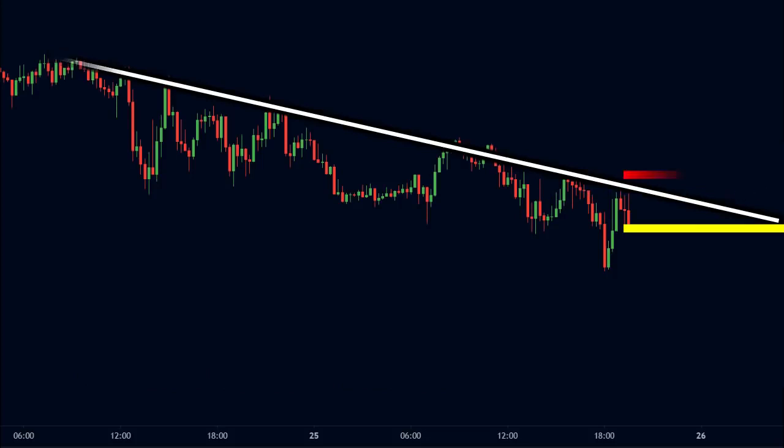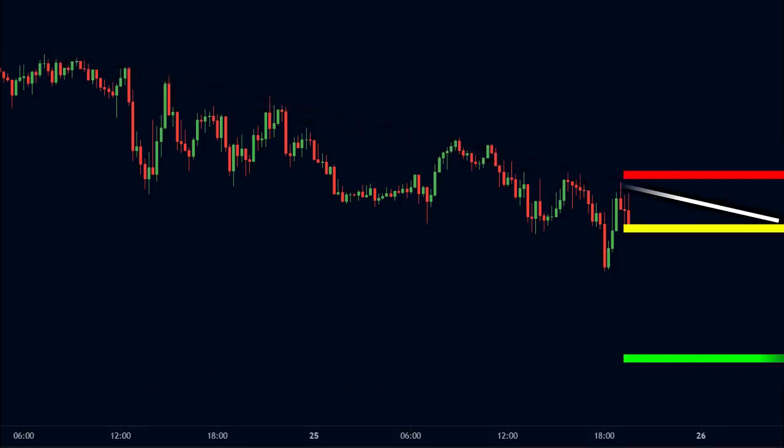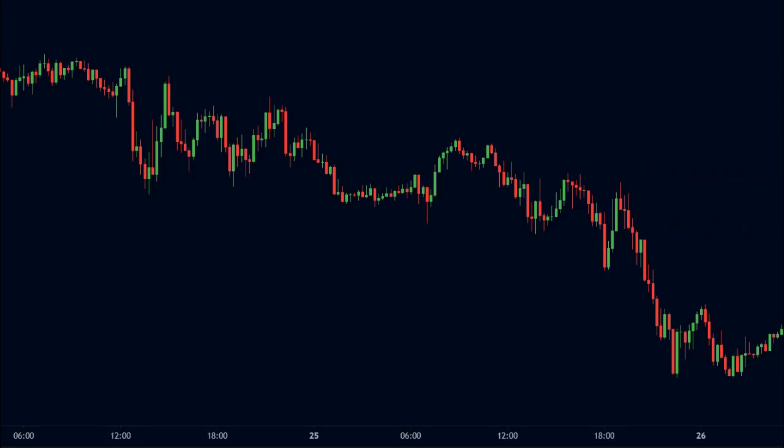We keep our stops above the trend line. Subsequently, we keep our targets at 2:1 risk-reward ratio. And as you can see, the market gave a sharp sell-off after our entry.